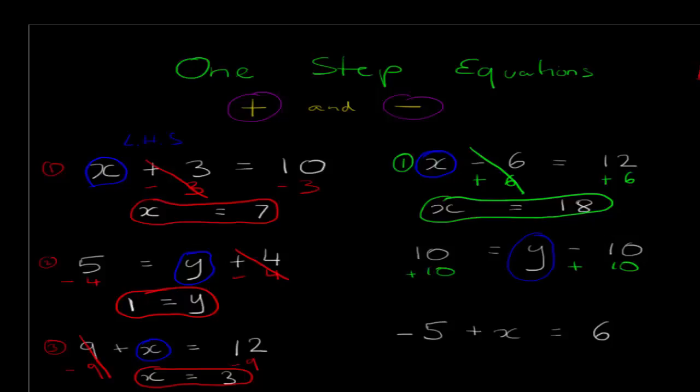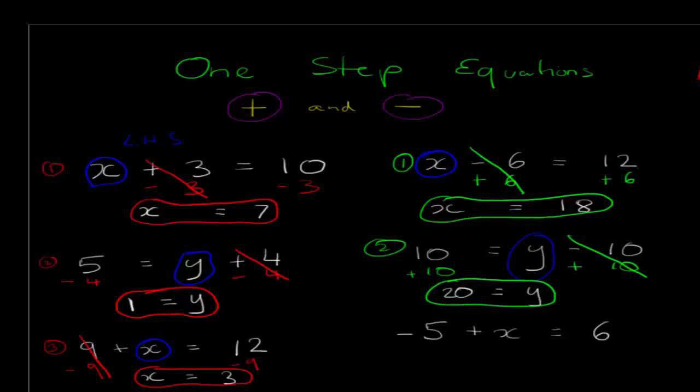And we're left with minus 10 plus 10. Well, that cancels out. That's gone. And we're left with just y, in this case, on the right hand side, equals, well, what's 10 plus 10? That's 20. So that would be our answer. So that's the answer for the second example for subtraction.